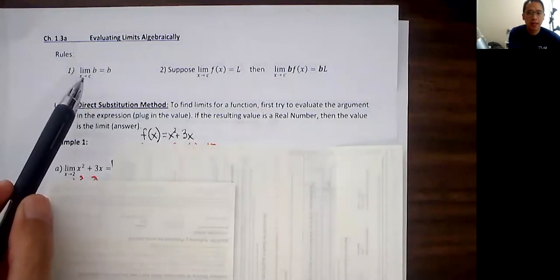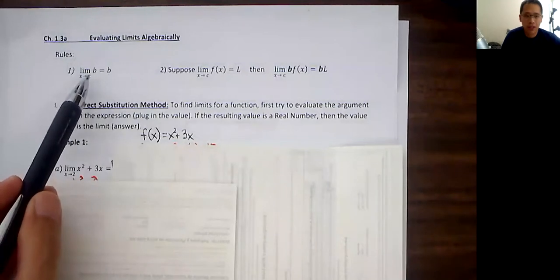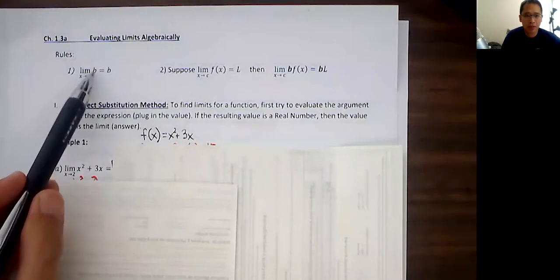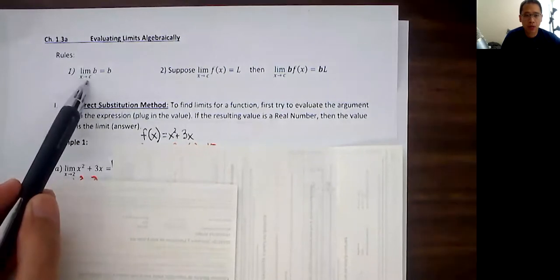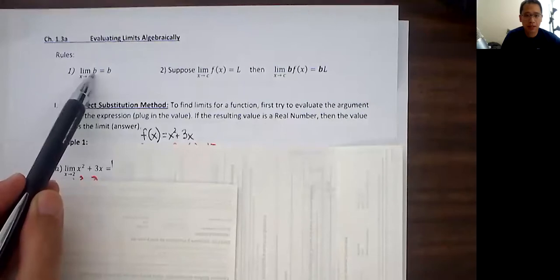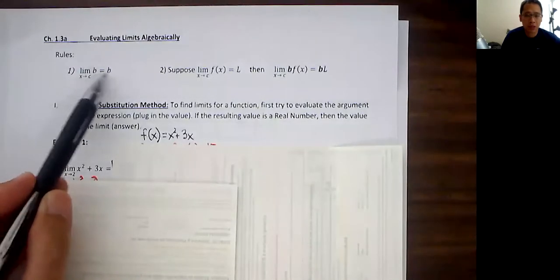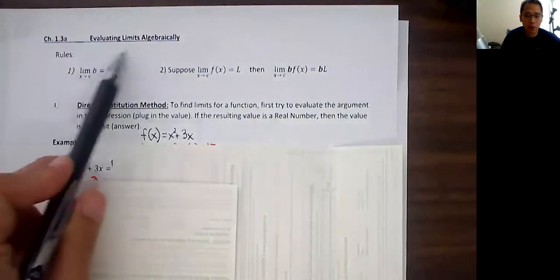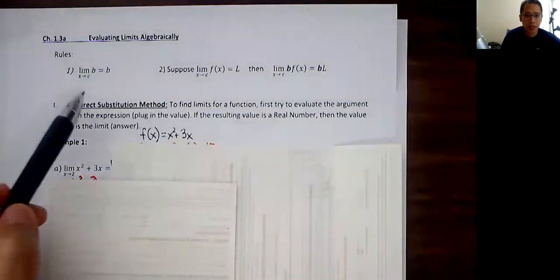Limit as x approaches c of b is equal to b. So what all this is saying is, let's say we had a function that was just a constant. That constant is going to stay the same y value. Doesn't matter whatever x you are, it's going to hold that y value all the way through. So the limit of that y value is going to remain that y value all the way through. So just imagine a horizontal line. That horizontal line is never going to change its y value, doesn't matter where you are.